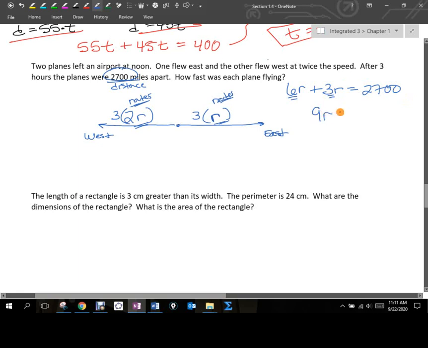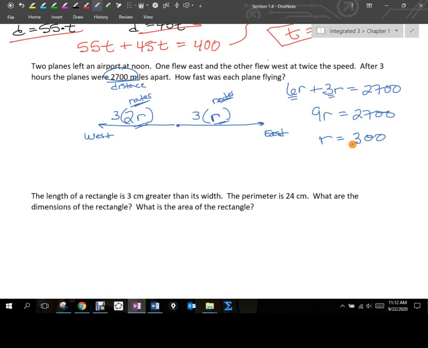So we get 9 R's equals 2,700. R then is, what's 27 divided by 9? 3, so we got 300. So my rate is 300. That kind of make sense? So the plane traveling towards the east, which we defined as R, is traveling at 300 miles per hour. The plane going towards the west is traveling at 600 miles per hour.